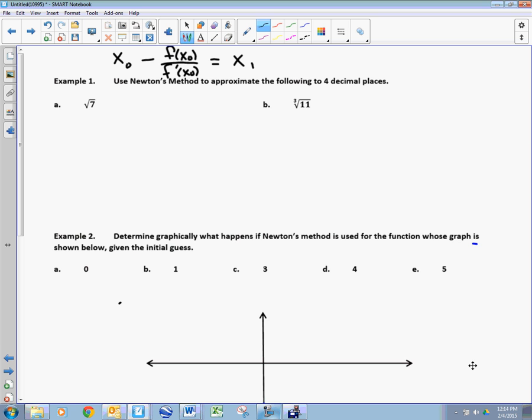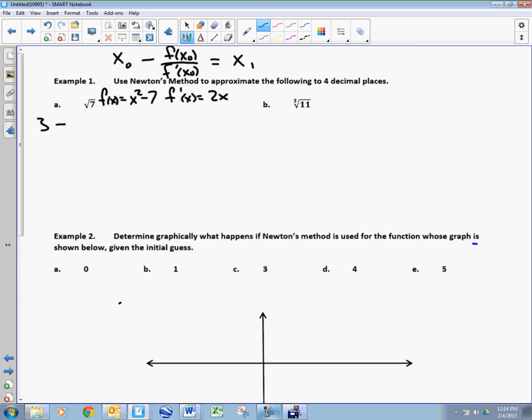If I want to approximate the square root of 7, I have to use f of x is x squared minus 7. I also need f prime of x, which is 2x. And I need an initial guess. Square root of 7? Sure, we'll use 3.